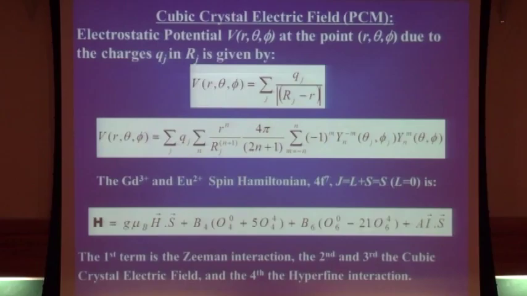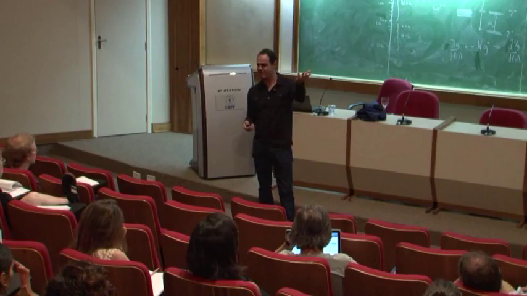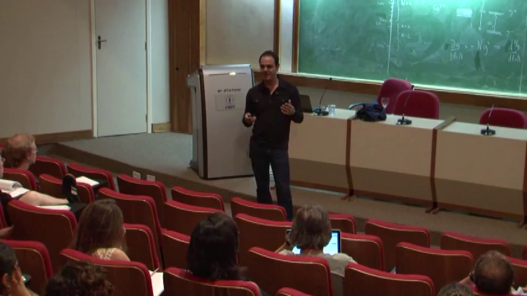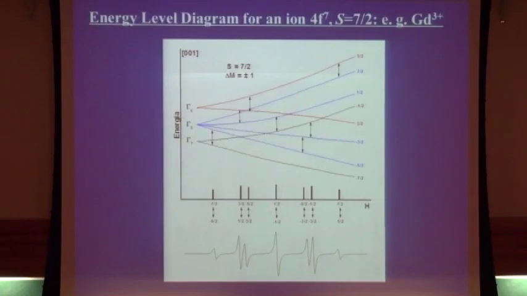But the interesting thing about crystal fields in ESR is when you have, like, the gadolinium that I use to probe crystal fields. Actually, they have crystal fields, but it's a second order effect. So they have the same size as the Zeeman energy. So we can see them directly in your spectrum. So you can measure something like this.